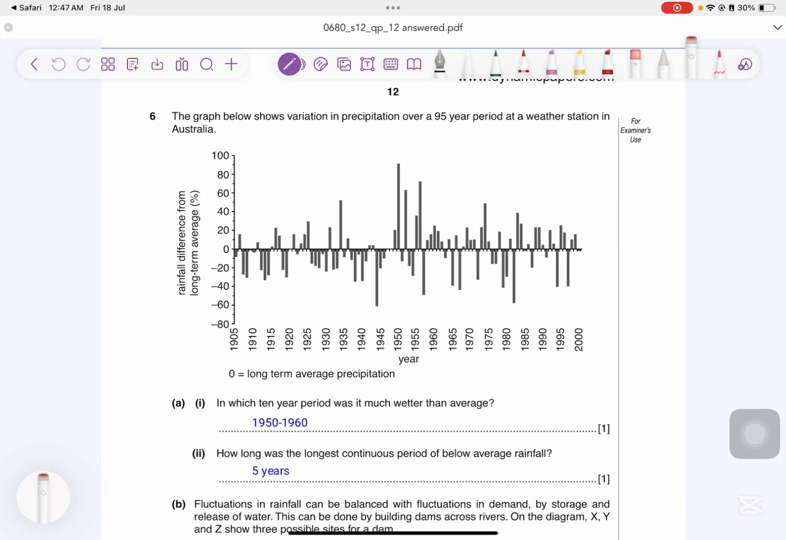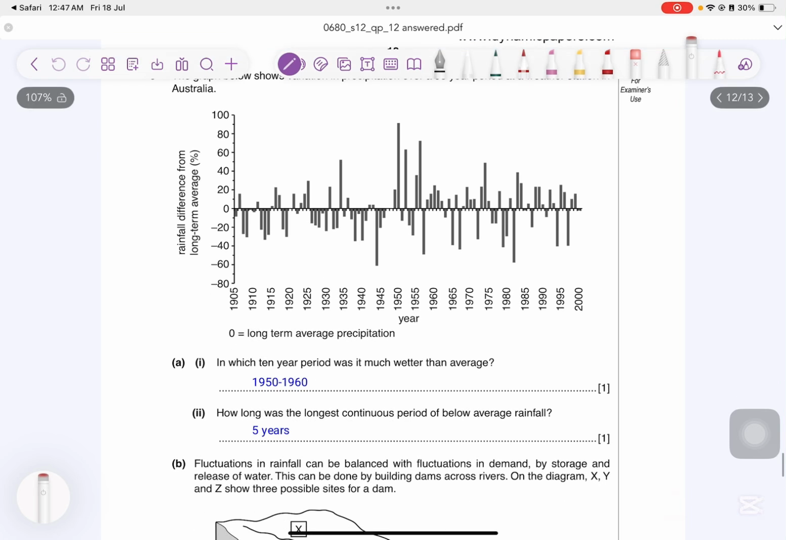The graph below shows variation in precipitation over a 95-year period at a weather station in Australia. See, the highest year was this year. Above the line, that's an increase. Below the line, that's a decrease. In which 10-year period was it much wetter than average? This one, the highest one. Since they're talking about a period, you have to mention this period, okay? If they mention just the year, you're going to mention that it was 1950. But since they mentioned a period, you're going to write a range, okay?